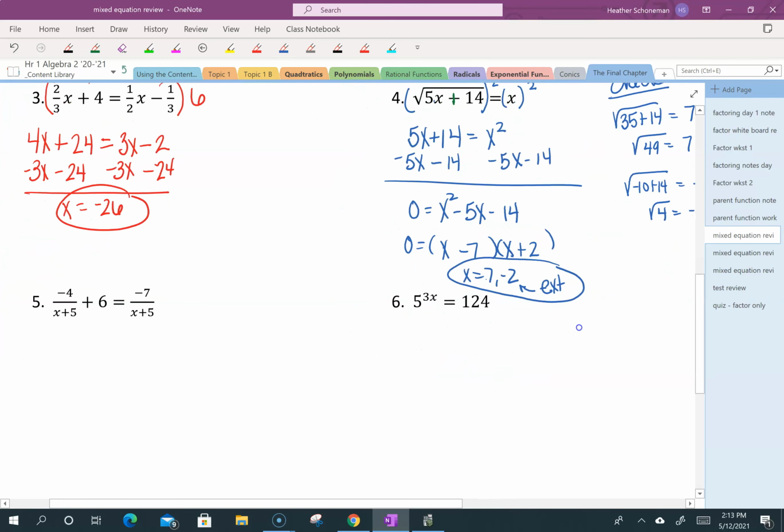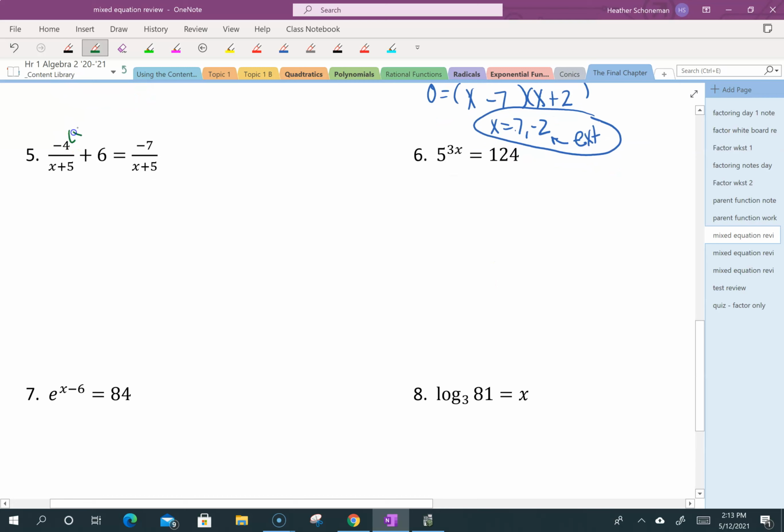Okay, number 5. Even though it looks very different from number 3, the idea is the exact same. To solve it as is with those fractions is just not any fun. So we want to clear the fractions. But this time the only denominator I have is x plus 5. So x plus 5 is going to be my least common multiple. So I'm going to multiply everything times x plus 5.